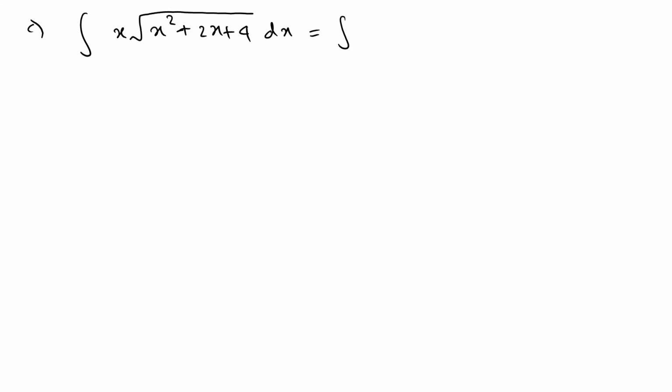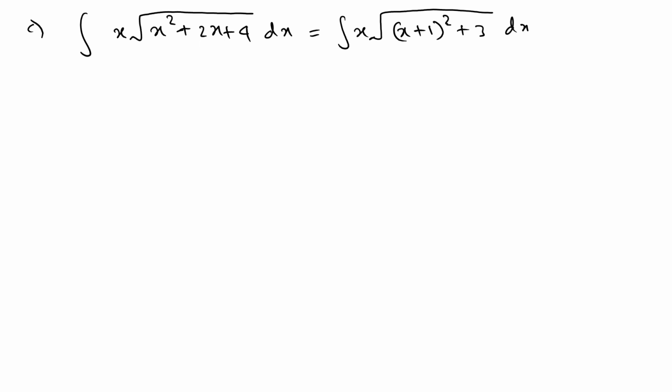So we can write this one as x plus 1, whole thing squared. If you square this one, what do you get? You get x squared plus 2x plus 1. So that means you have 3 left. So you can write it like that and take the square root, dx.